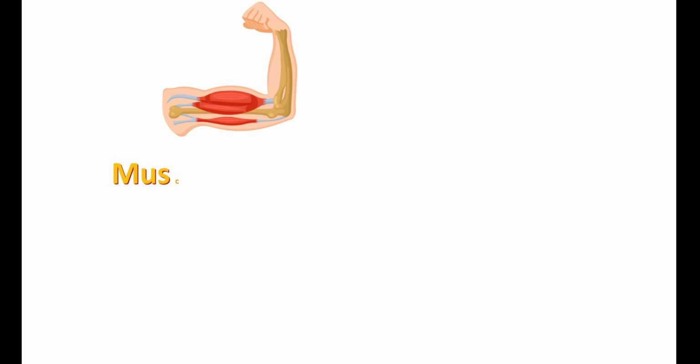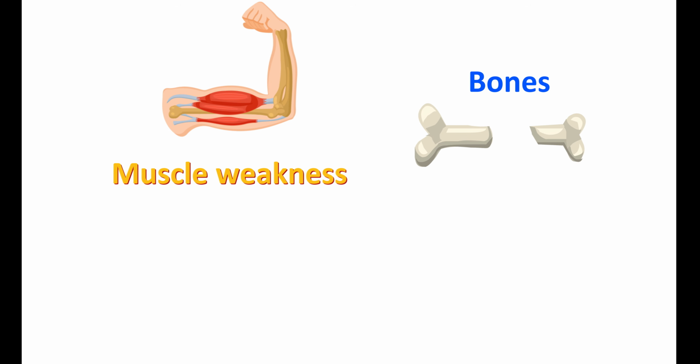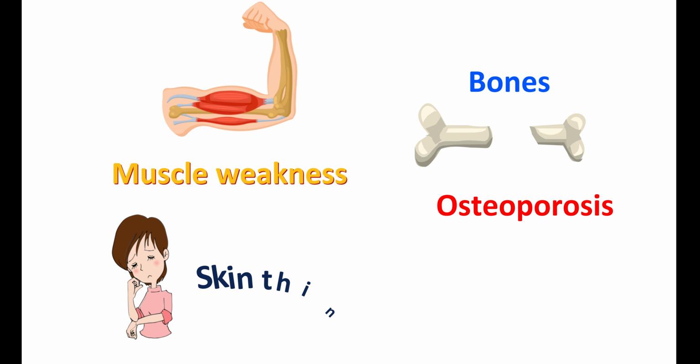Effect on skin, bones, and muscle. Methylprednisolone can cause muscle weakness and damage to muscle at higher doses. It can also weaken your bones. That's why in people with a risk of osteoporosis, this medication should be carefully used. It can make your skin thin and easily broken.